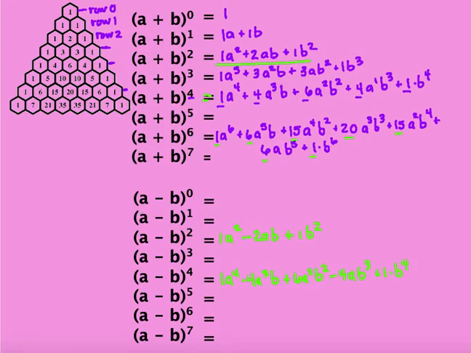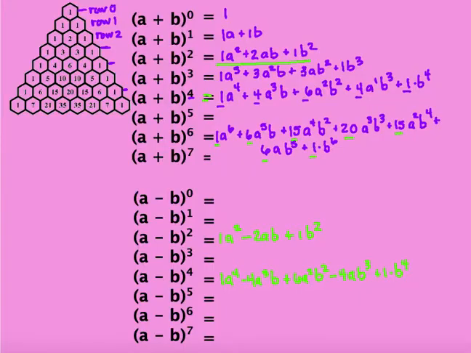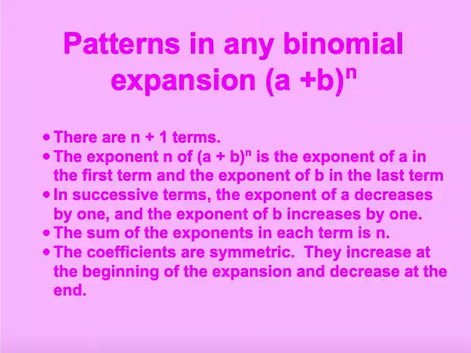So let's look at the patterns in any binomial expansion. So here are the properties. It says, first of all, there are n plus 1 terms. So if I go back here, if I'm raising it to the second power, I have 1, 2, 3 terms. If I'm raising it to the fourth power, I have 1, 2, 3, 4, 5 terms. So there's always one more term than there is in the power.